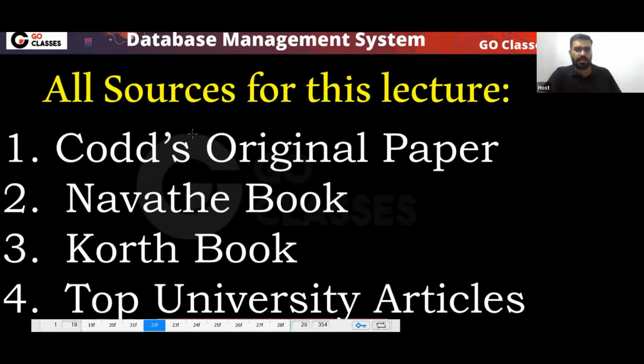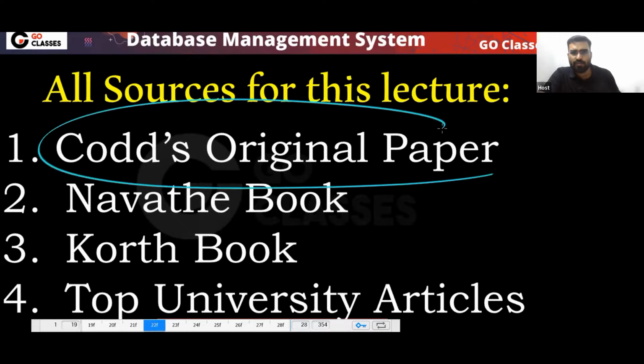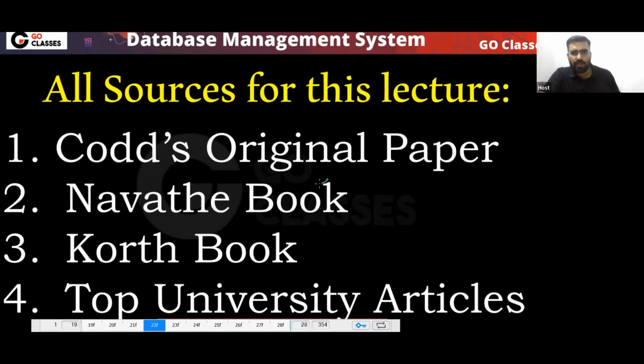Now let me tell you all the sources of this lecture. For this lecture, I will put the screenshot of the original paper. You can read it, of course. After the class you can read the lecture notes, and in the lecture notes you can see the screenshot of Codd's original paper. Also we will follow the Navathe book, the Korth book, and some top university articles. So this is the source for this lecture.